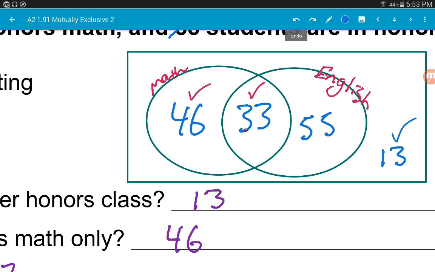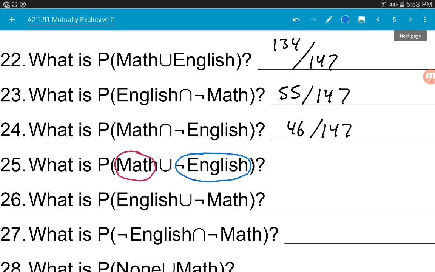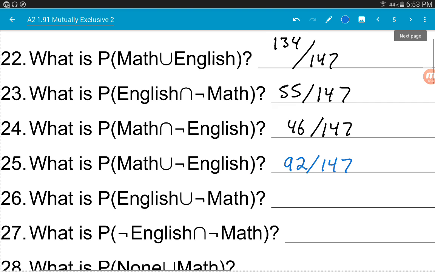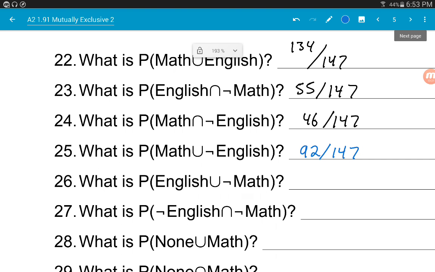So 46 plus 33 plus 13. So that's going to be 79, 82, 92. So this is going to be 92 out of 147. And hopefully that'll help you answer question 26, which I think is pretty interesting. So pause here, try 26.